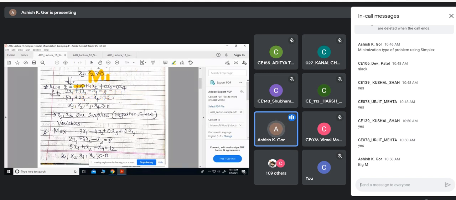So minus 3x1 minus 4x2, and the 0 doesn't matter whether it is plus or minus right now. So minus 3x1 minus 4x2 plus 0x3 plus 0x4, that way. Okay, and this way I am writing, so I'll solve this maximization problem. Why? Because you know how to solve the maximization problem, right?